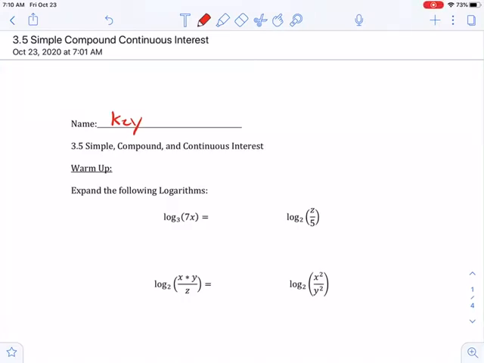Hey everyone, we are continuing on with exponentials today, and we're going to talk about simple, compound, and continuous interest in regards to banking.